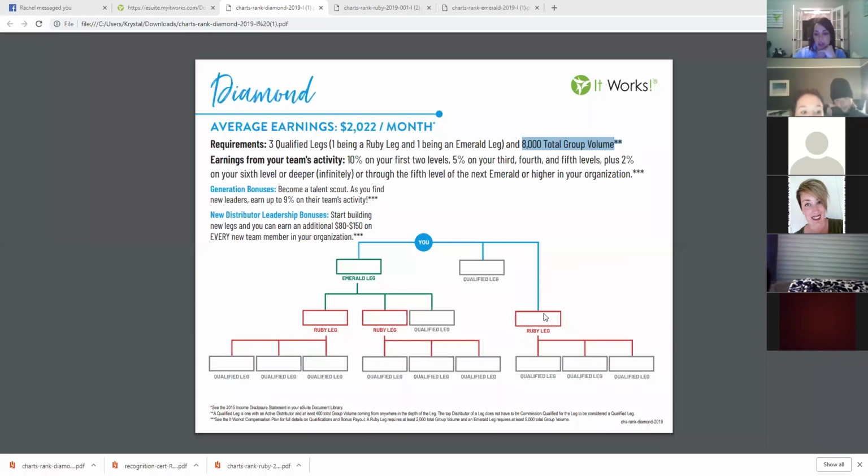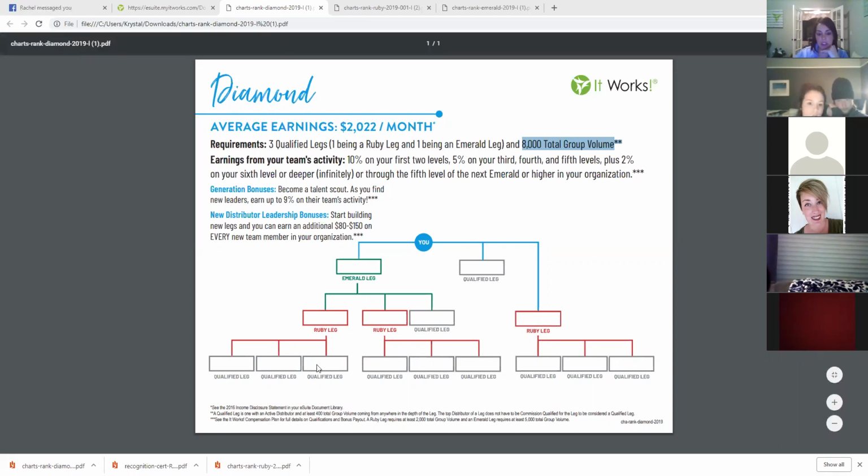So for example, if you were going for Diamond and you had an Emerald underneath you, let me just grab the screen share again, just because I like seeing visuals. So let me just share this again so it can make more sense. So let's say we have this Ruby over here. I'm not going to type in the boxes again, but they have their 400 legs, they're commission qualified, and their 800 and extra volume is coming from somewhere else.